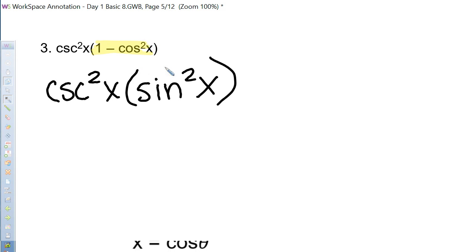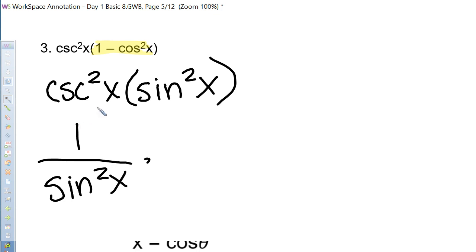Is my answer down to only one term? No. So rule number 1, look for a 1, look for a squared trig function. Rule number 2, change things to sines and cosines. So if you have a cosecant squared, I want to write that with a cosine or a sine in it. So instead of cosecant squared, how could I rewrite that? 1 over sine squared of x times sine squared of x. What's the answer? 1. I'm down to 1 term. That's the answer.